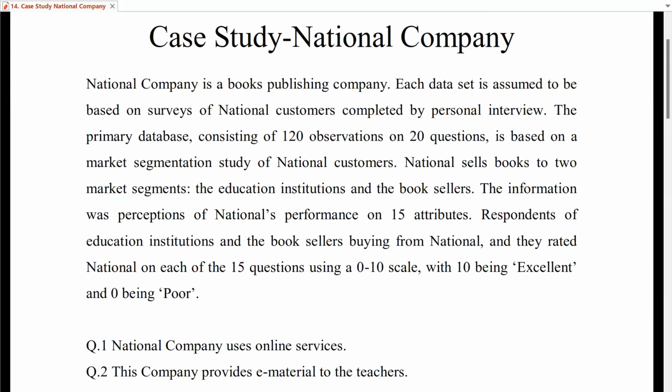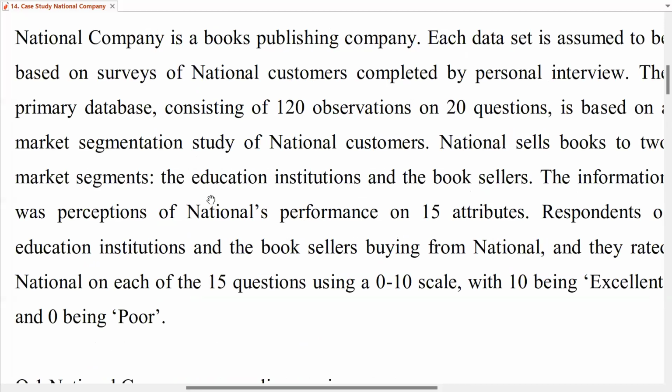The primary database consists of 120 observations on 20 questions, meaning in a questionnaire we have 20 questions and we distributed it to 120 respondents. It is based on a market segment study of national customers. National Company sells books to two market segments. One, they directly sell their books to education institutions, and another, retailer booksellers.